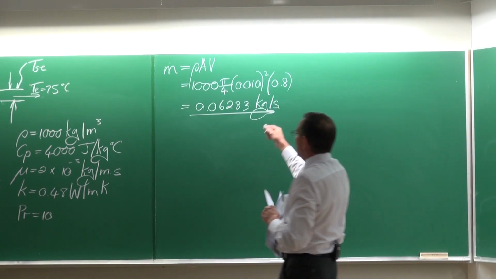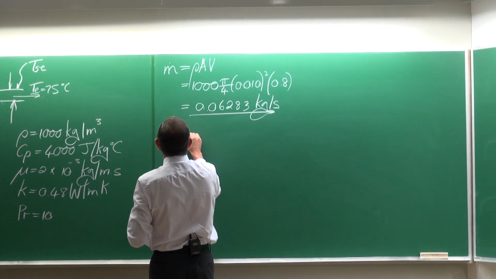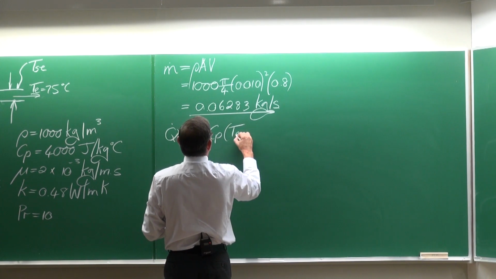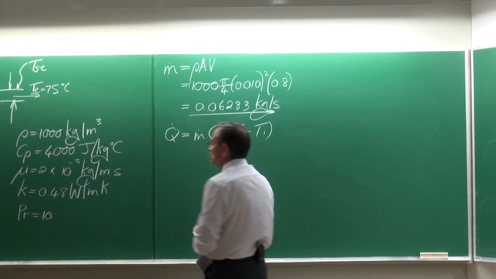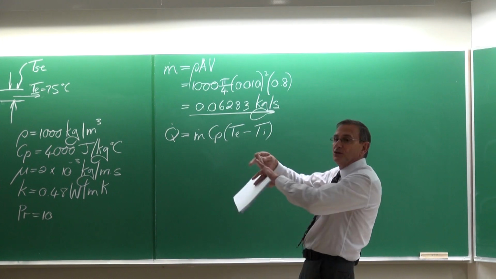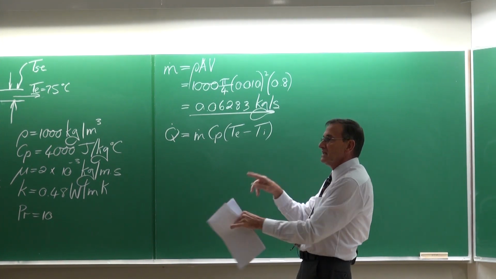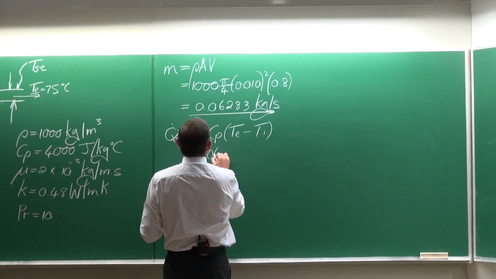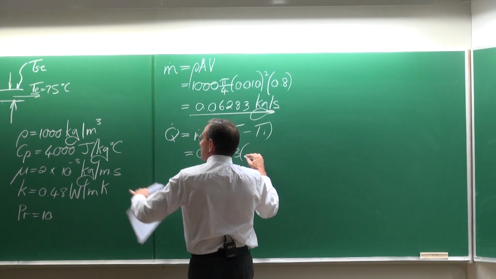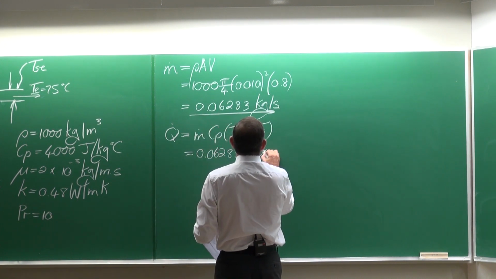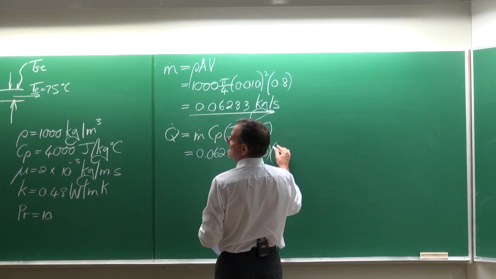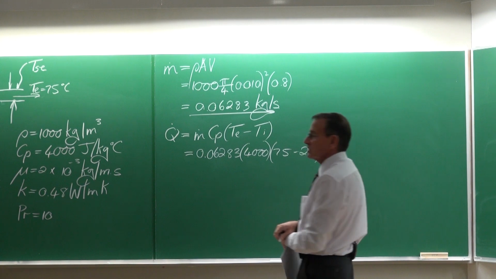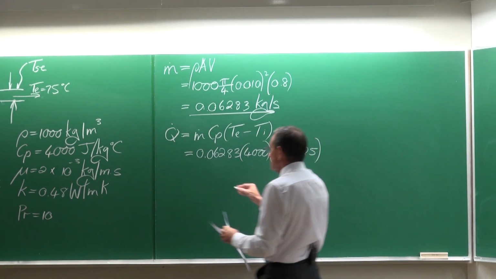Once we have the mass flow rate, it is now very easy to determine the heat transfer rate. It's equal to the mass flow rate, Cp, multiplied by the outlet temperature minus the inlet temperature. The mass flow rate Cp multiplied by the delta T between the inlet and outlet. The mass flow rate is equal to 0.06283. The Cp value is 1,000. Outlet temperature is 75. Inlet temperature is 25. So there's a delta T of 50 degrees Celsius.